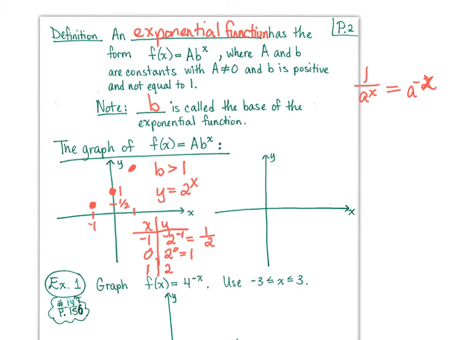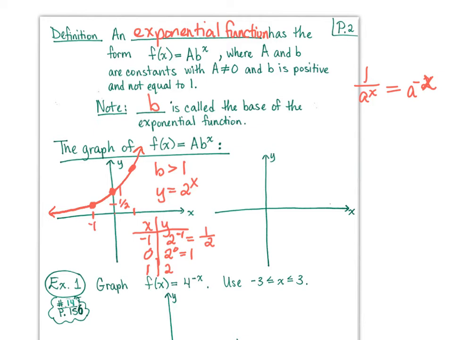And you can see the pattern. Will this function ever touch the x-axis? No, it won't. It'll get close to it, but it won't touch it. Okay, so our graph looks like that. That's the graph of y equals 2 to the x. All right, so that's an example when our base b is greater than 1.